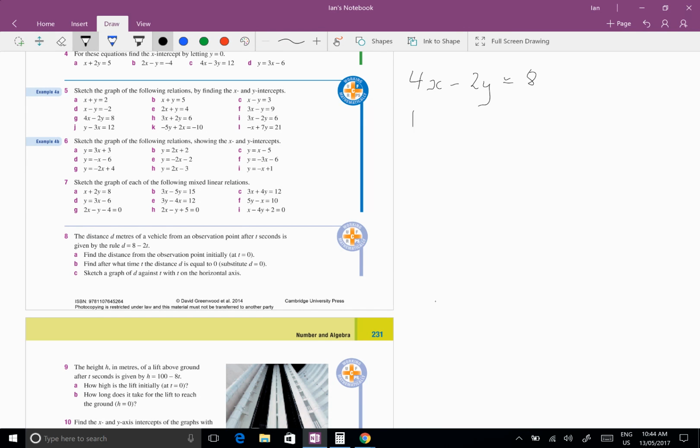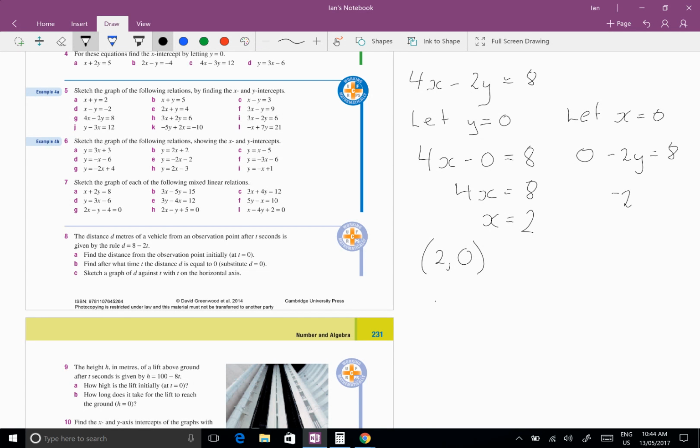Let's let y equal 0, and we'll find the x-intercept. So we get 4x minus 0 equals 8. So 4x equals 8. So x equals 2. So we get 2, 0. Same again. Now we'll let x equal 0, and I'll get 0 minus 2y equals 8.